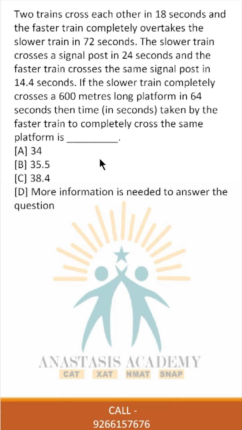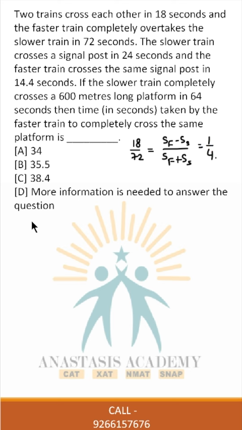So the ratio of times, 18 by 72, has to be equal to the ratio of the inverse of speeds. The speed in the first case is the speed of the faster train plus the speed of the slower train, and in the second case it is the speed of the faster train minus the speed of the slower train, which gives us a ratio of 1 by 4.